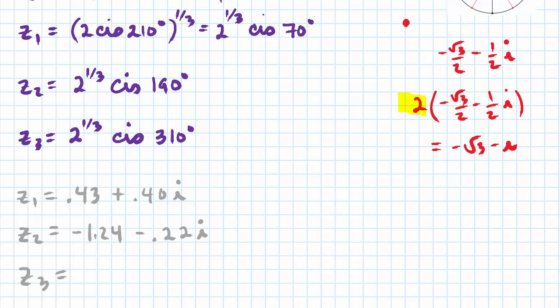Third solution, we will use the same process, except we will do cosine of 310 multiplied by the 2 to the 1/3, and that's going to give us 0.81. And then change the cosine to the sine, and we get minus 0.97i. So those will be the three solutions converted back to standard form.